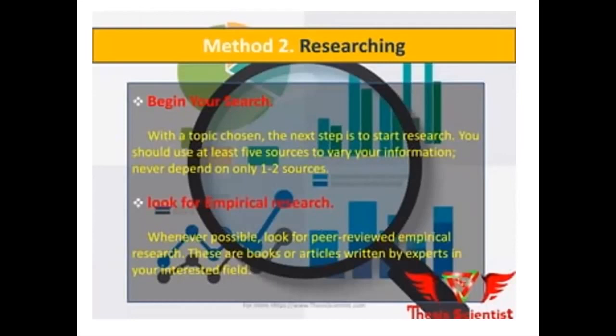Then researching, right? Researching is how to identify the topic, then researching. Begin your research, begin your search. With the topic chosen, the next step is to start research. You should use at least 5 sources to vary your information, right? At least 5 sources. Never depend on only 1 or 2 sources.